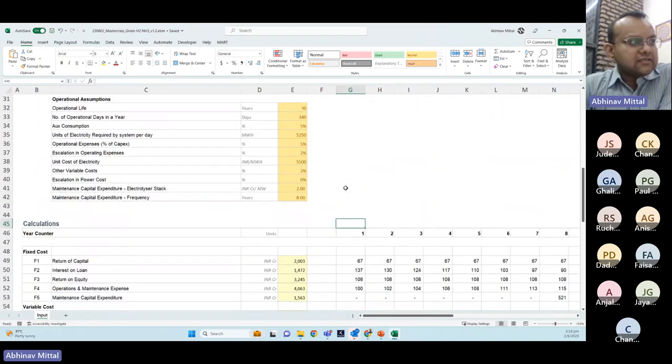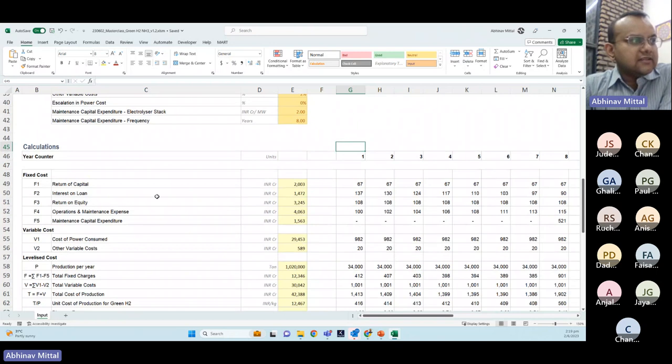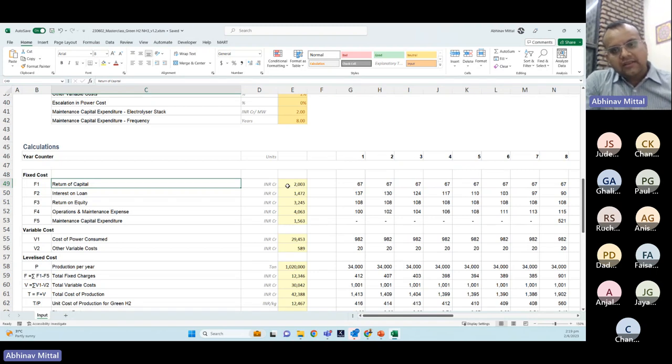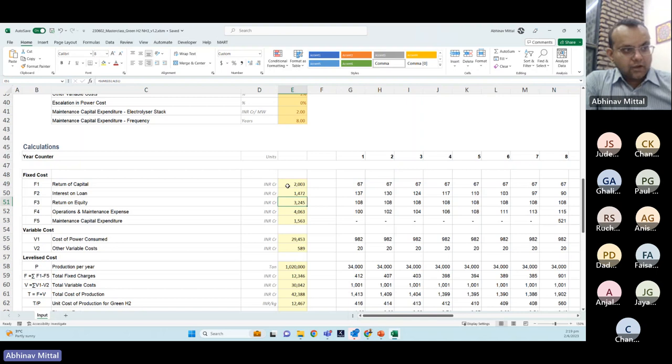Right, so based on these assumptions, you have some calculations here, which is return of capital. Essentially, we have taken a levelized cost approach to calculate the cost of hydrogen, wherein we are trying to compute, given these assumptions above, what are the returns that we need? So number one, we would want the entire capital to be returned to the developer, which is the entire capex of 2003. The interest on the loan has to be recovered. The return on equity, we talked about 15%, has to be earned on the equity component that you have. Operation and maintenance expense has to be recovered, and the capital expenditure has to be recovered. Those are the fixed costs that you have to recover out of the project.